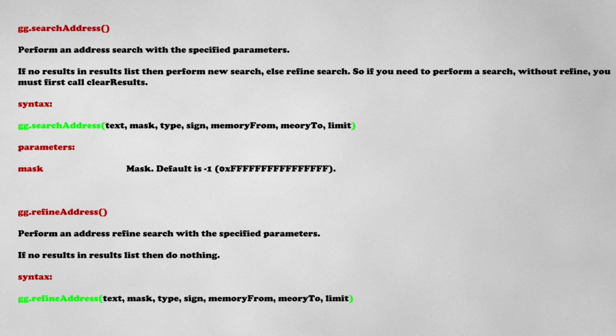Until now, we know how to search with values like different types of data and unknown type data with fuzzy search. Now, let's learn how to find addresses. For this, we use two functions. gg.searchAddress. Perform an address search with the specified parameters. If no results are in the results list, then perform a new search, else refine the search. So, if you need to perform a search without refining, you must first call clearResults.